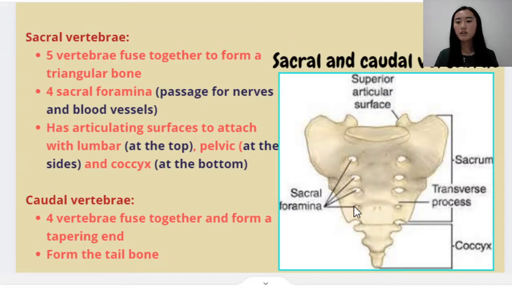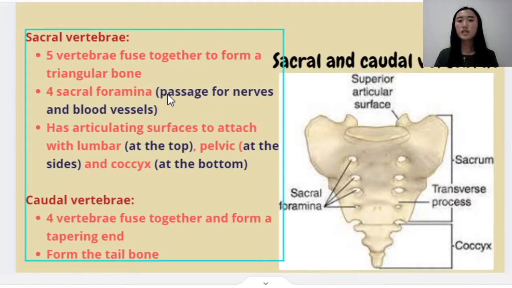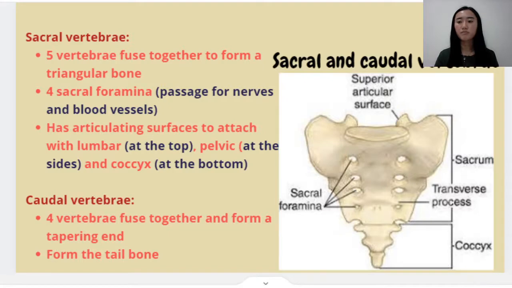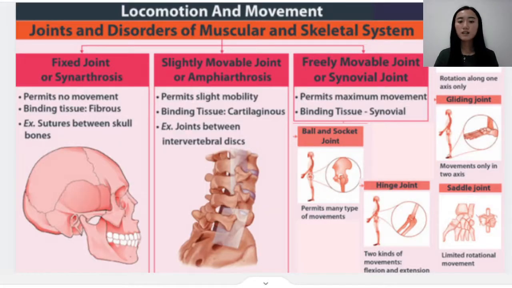As you can see in this diagram, there are 4 holes which are the sacral foramina, which act as the passage for nerves and blood vessels. It also has the articulating surface to attach with the lumbar at the top, the pelvic at the sides, and the coccyx at the bottom. For the caudal vertebra, there are 4 vertebrae that fuse together and form a tapering end, which means it forms the tailbone. Then we will see the joints, the types of joints.